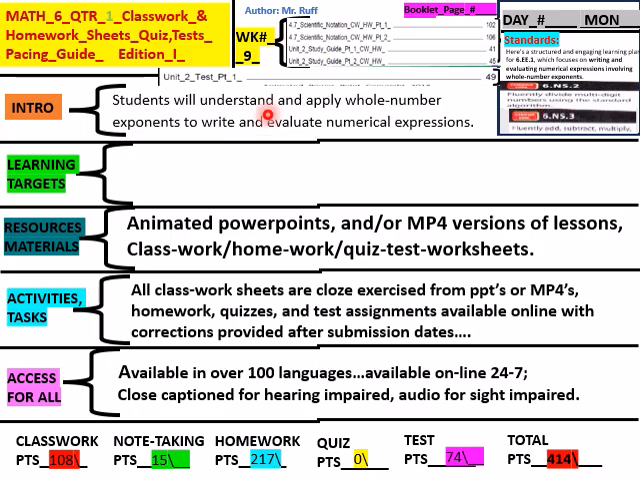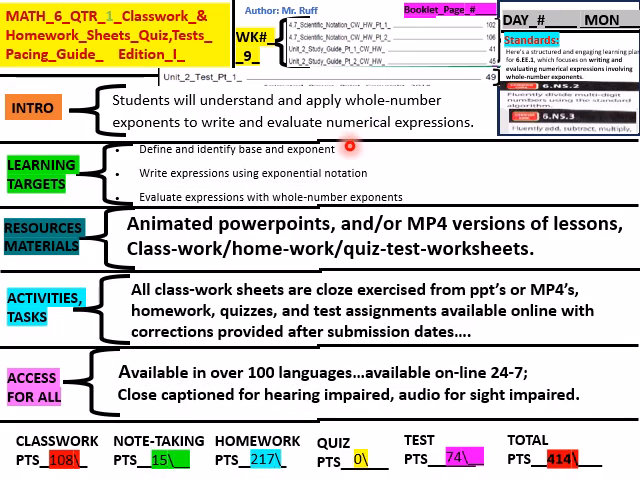And then our intro to this, students will understand and apply whole number exponents to write and evaluate numerical expressions. And then our learning targets will be define and identify base and exponent, write expressions using exponential notation, and evaluate expressions with whole number exponents.